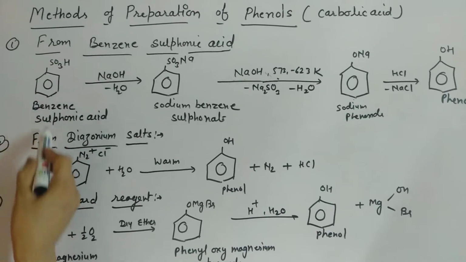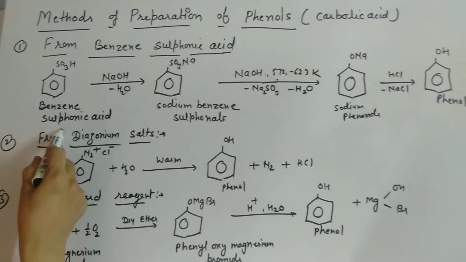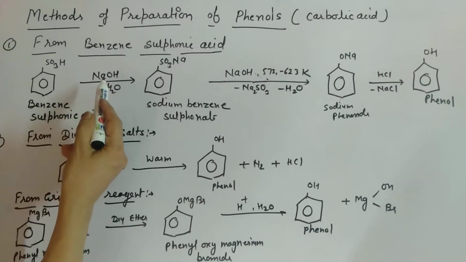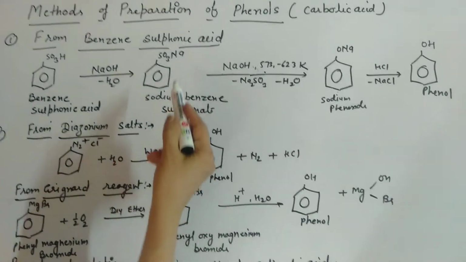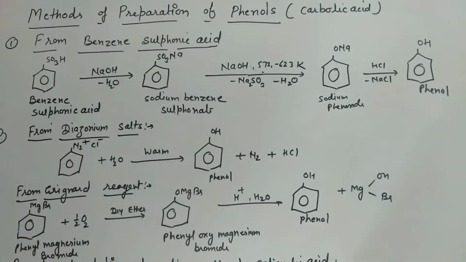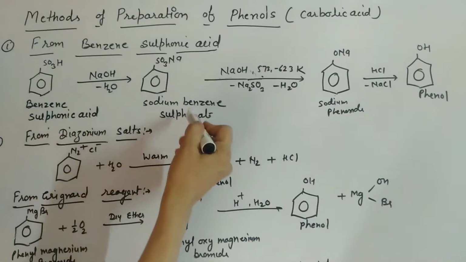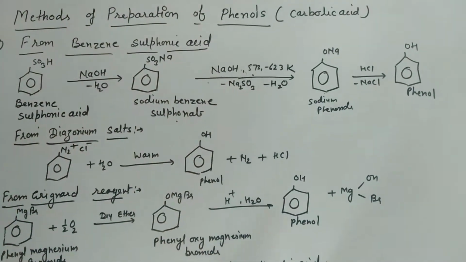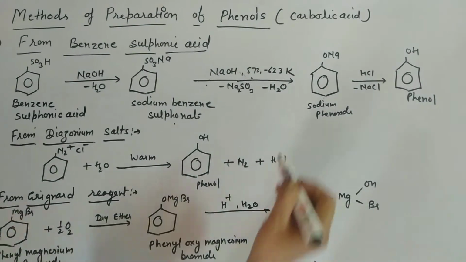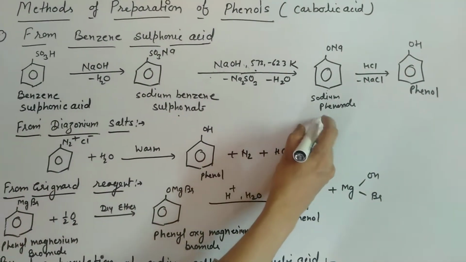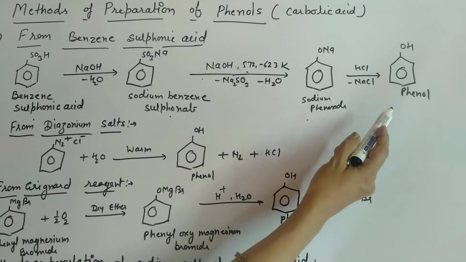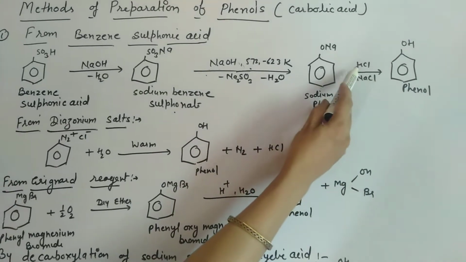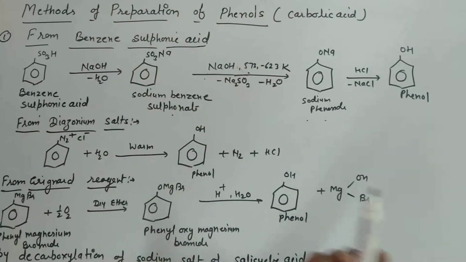Benzene sulfonic acid reacts with alkali, sodium hydroxide, and gives sodium benzene sulfonate. Then sodium benzene sulfonate again reacts with alkali, NaOH, at 573 to 623 Kelvin. It gives sodium phenoxide. On acidification it gives phenol, meaning sodium phenoxide reacts with acid to give phenol.